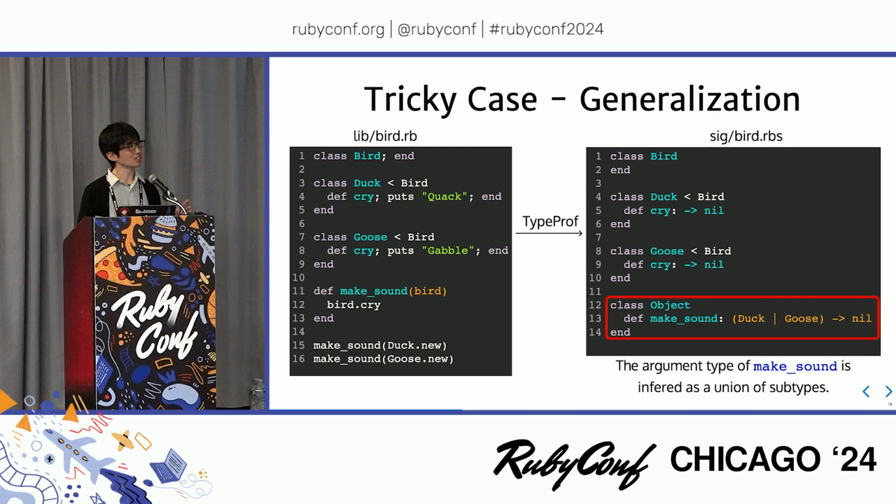Consider the Bird class example again. In this case, as the argument type of make_sound, humans expect the generalized type, Bird class. However, data flow analysis tracks the types that actually appear in the code and infers the union of subtypes, Duck and Goose. This is different from expectation.